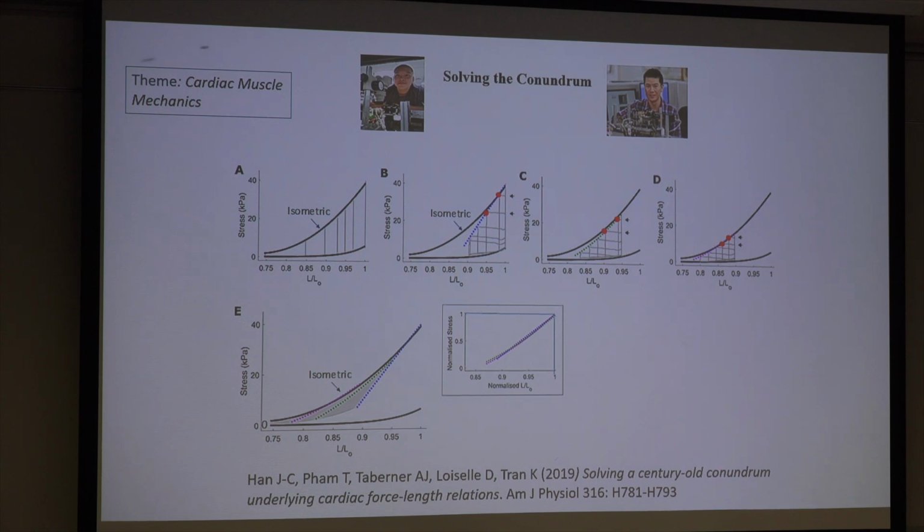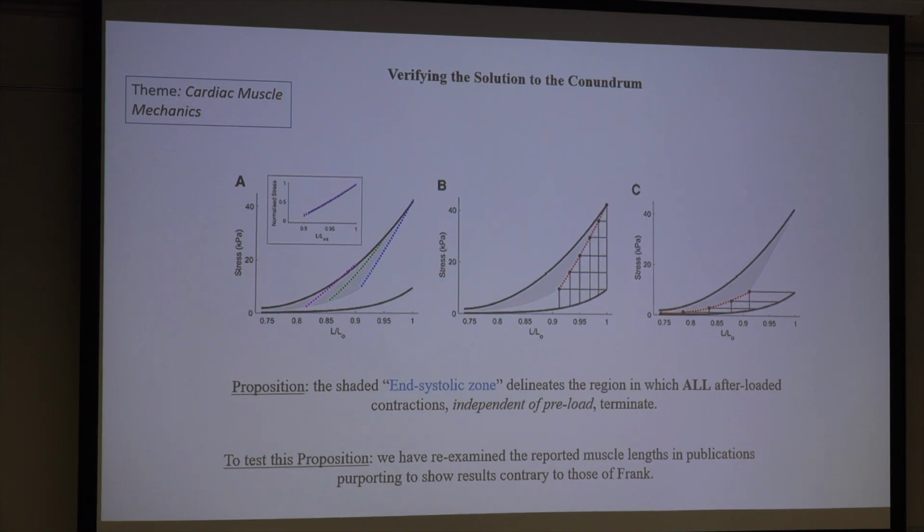And that allowed them to do something very breathtaking. They proposed that the end-systolic zone delineates the region in which all afterloaded contractions, independent of preload, will terminate. This is a very special zone. So when JC is at his very best, singing and dancing in the lab, we say to ourselves, JC is in the zone.